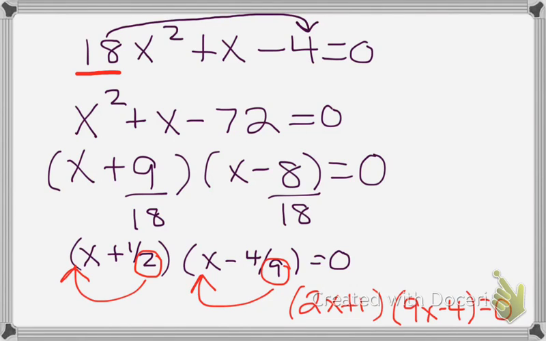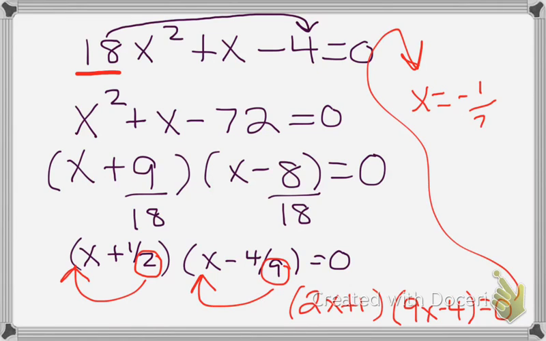No, we are not. All right, I'm going to come up here. x equals what? Negative 1/2 and 4/9. x equals negative 1 over 2. Awesome. Think we can do it?